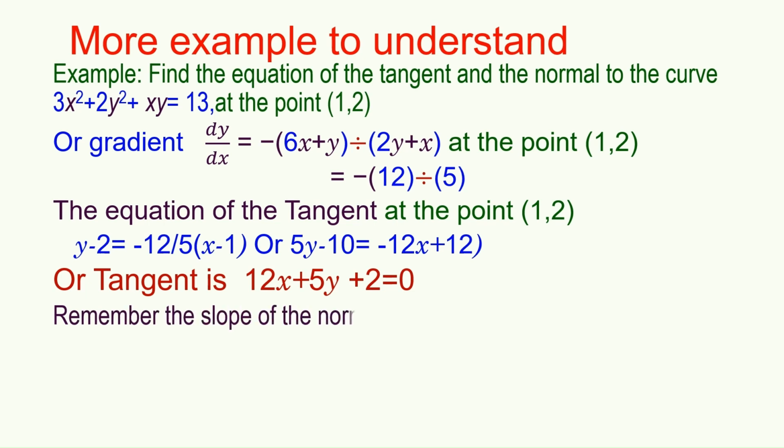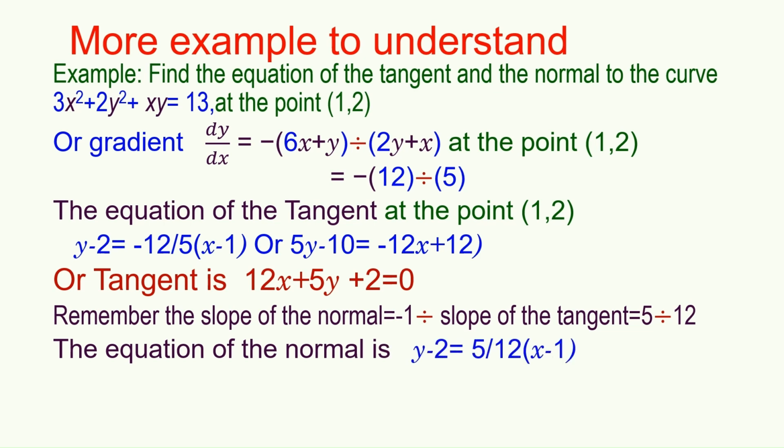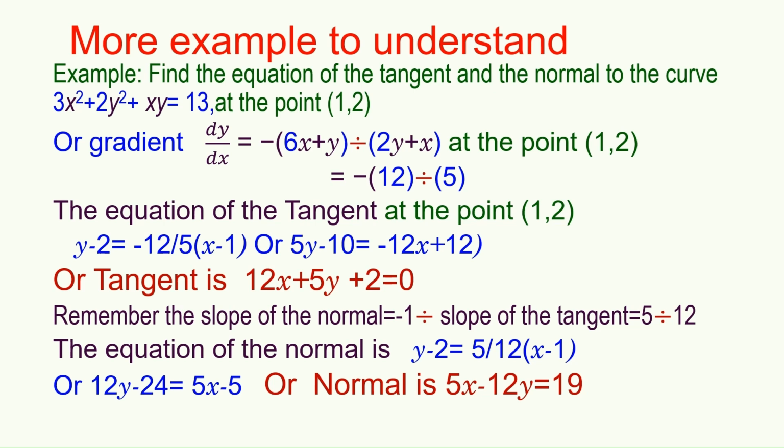Remember, the slope of the normal equals minus 1 divided by the slope of the tangent, which equals 5 divided by 12. The equation of the normal is y minus 2 equals 5 divided by 12 times (x minus 1). Or 12y minus 24 equals 5x minus 5. Or the normal is 5x minus 12y equals minus 19.